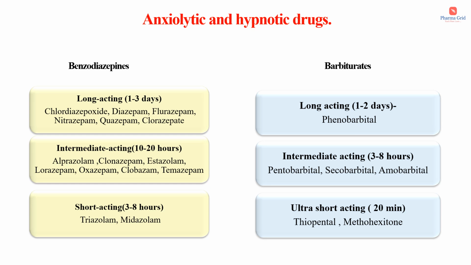So the two most important classes of drugs that can be used as anxiolytic and hypnotic drugs are benzodiazepines and barbiturates. These benzodiazepines can be classified based on their duration of action as long acting, intermediate acting and short acting, and barbiturates can also be classified as long acting, intermediate acting and ultra short acting based on how quickly they act.